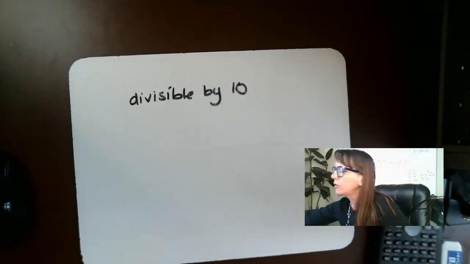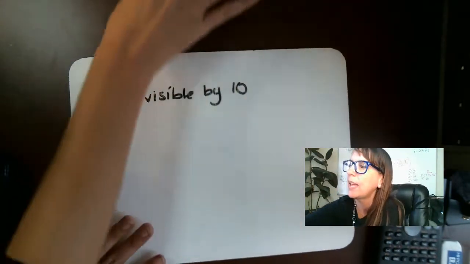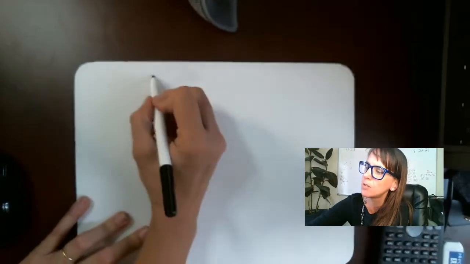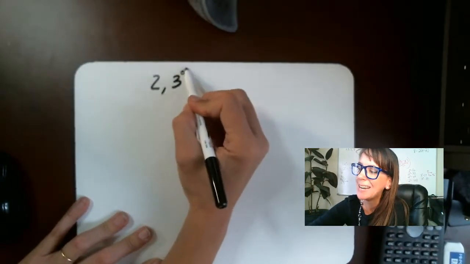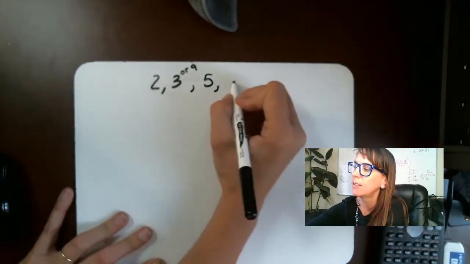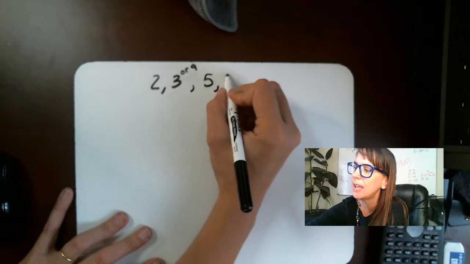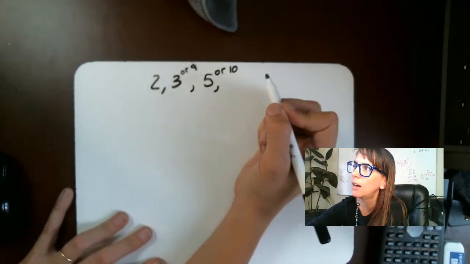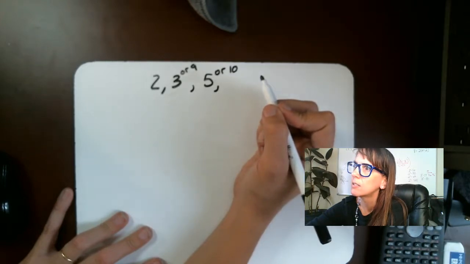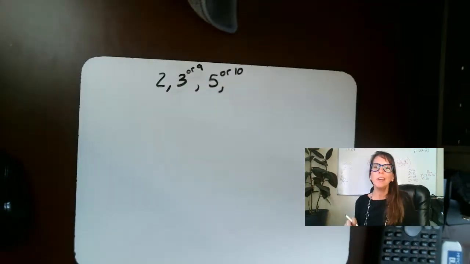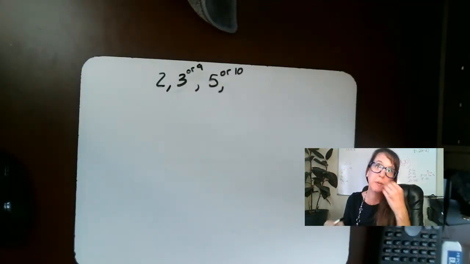Today we're going to talk about all those divisibility rules, how many different ones there are. We're going to talk about 2, 3 or 9, which are closely related, and 5 or 10. I can't think of any others for 6, 7, 8, 9, 10. Those are the important ones, really. So the first rule we talked about was 10.